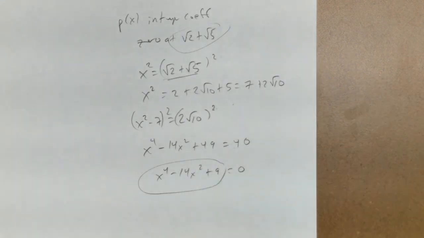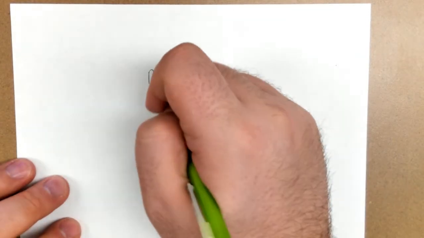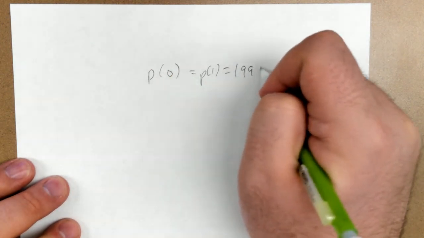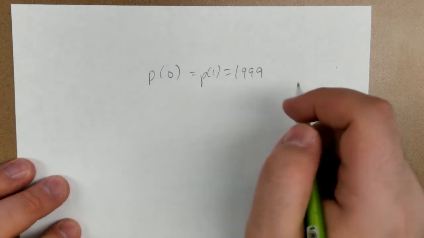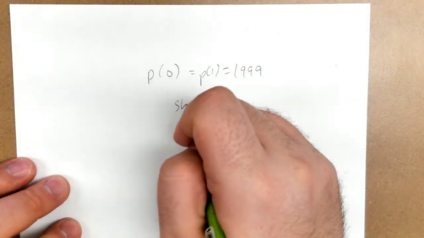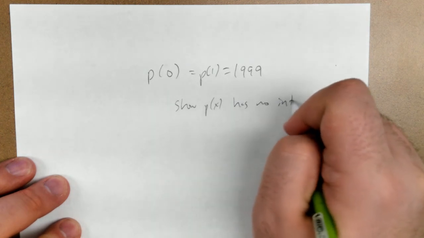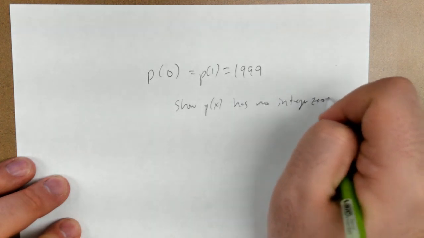Alright, so let's go to number 3. Okay, we want another polynomial with integer coefficients. We've got some weird fact: p of 0 equals p of 1 equals 1999, because that's probably the year this problem was on a contest. And it says show that p of x has no integer zeros. Okay, so it sounds like a contradiction proof because you're trying to show something negative.